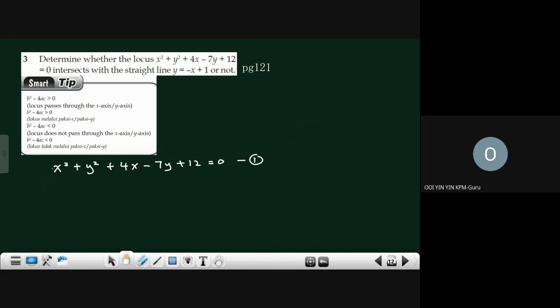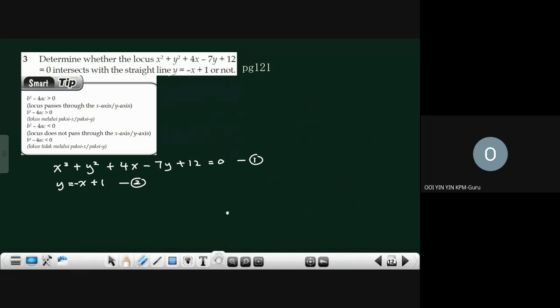Okay, this will be your first equation. And then the second equation now is a straight line. Okay, now they give you the equation of the straight line here. So this is the second equation. Your y equals to negative x, sorry, plus 1. And then this will be your second equation.